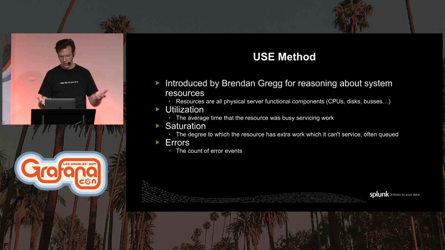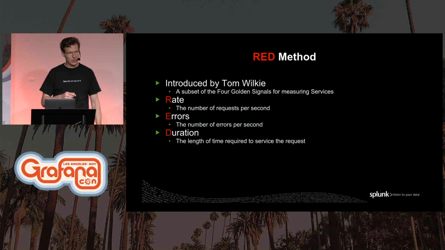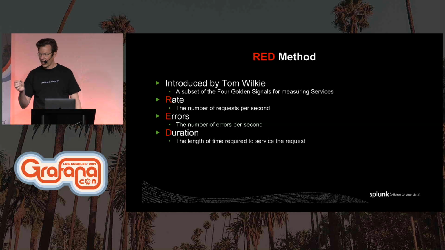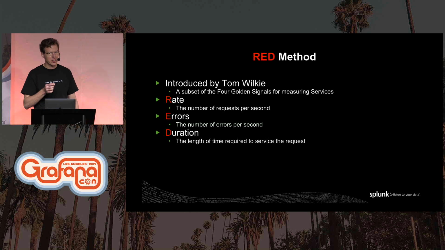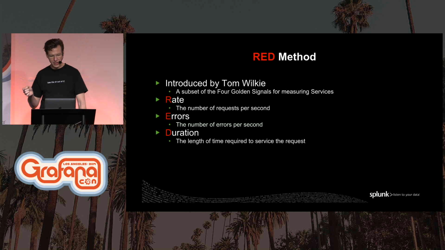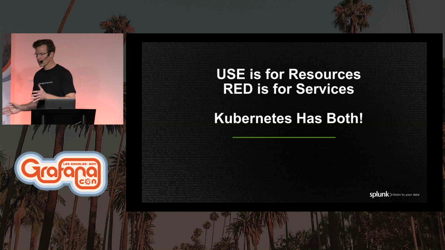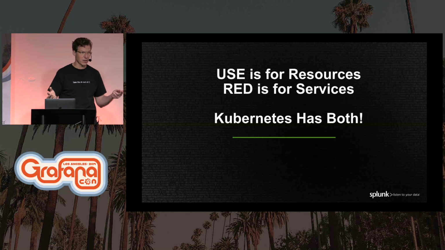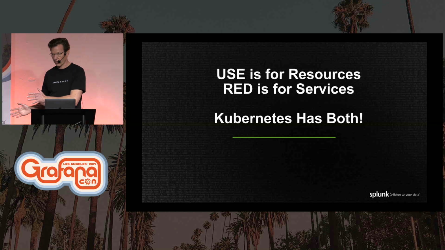But what about the software that we're running? So our friend Tom here has coined the term the RED method, as we've seen also today. So the RED method: rate, errors, and duration, again a subset of the 4 golden signals from Google, talk about your services. What is the rate of the requests? How many errors are you generating? And what is the duration of the requests that are coming through your services? So these are great frameworks to look at your Kubernetes metrics because Kubernetes has both. Kubernetes has metrics about resources, and Kubernetes has metrics about services.